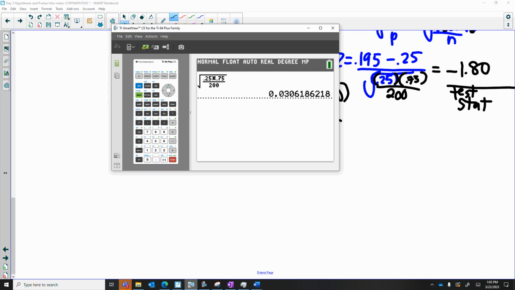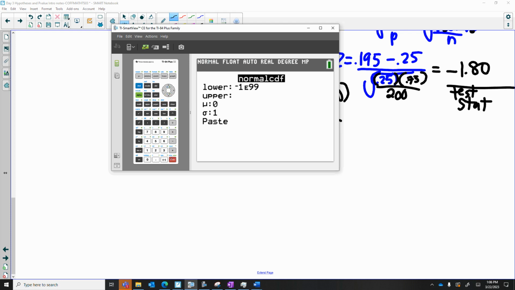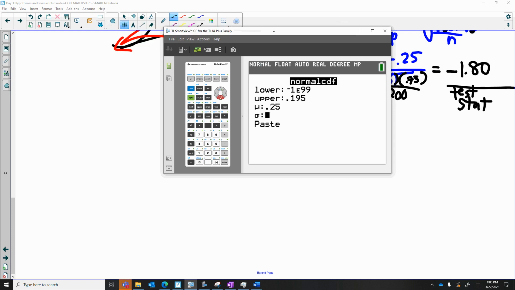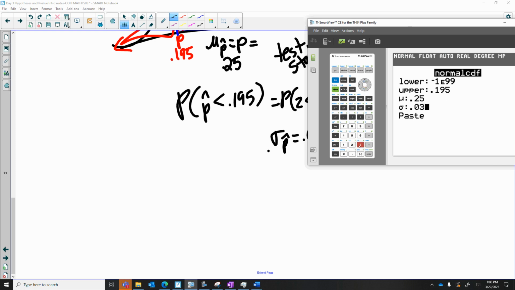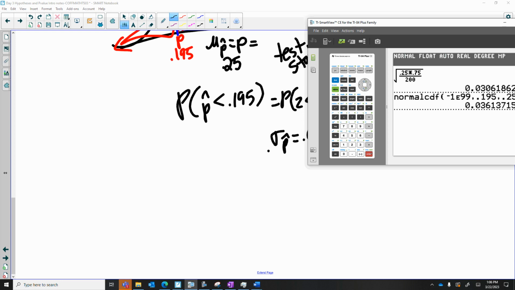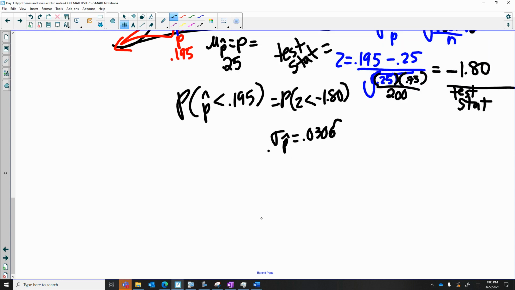All right, so let's do it again. Second vars, normal CDF. Lower bound, upper bound, mean, standard deviation 0.0306. And then when we hit paste, we're going to get our area under the curve. And I got 0.036. Oh, interesting. 0.036. So this is called our p-value.